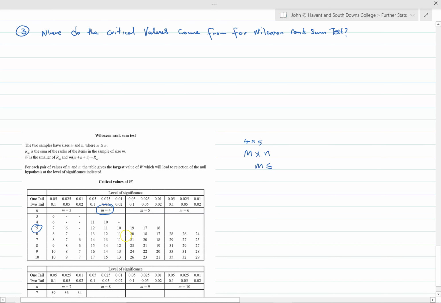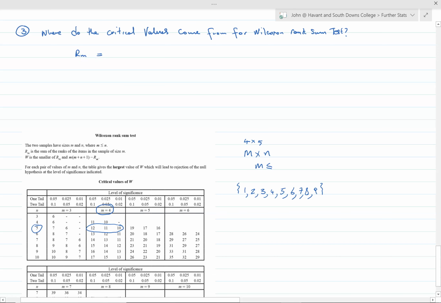Okay, and we can see the critical values that we have for 4 by 5 are 12, 11 and 10. So by actually looking at probabilities, we should see why those numbers come to 12, 11, 10. Remember, we rank numbers, so we're going to have 9 numbers in the ranking, and they could be assigned to each group. So let's just consider the possibilities for getting an RM value.